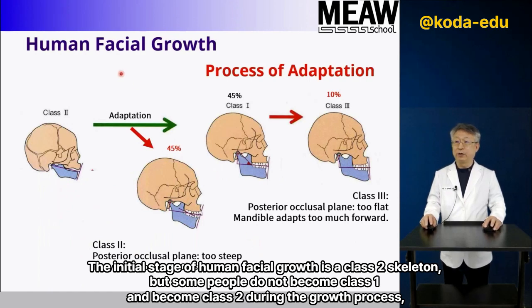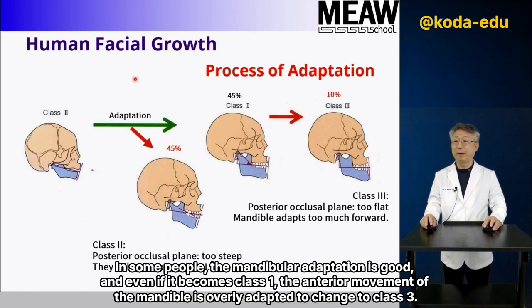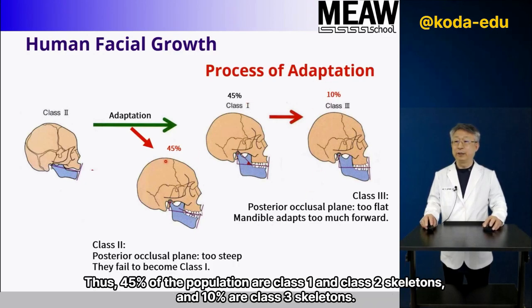The initial stage of human facial growth is a class 2 skeleton. But some people do not become class 1 and remain class 2 during the growth process, because the vertical dimension does not increase and the steep POP is maintained. In some people, the mandibular adaptation is good, and even if it becomes class 1, the anterior movement of the mandible is overly adapted to change to class 3. Thus, 45% of the population are class 1 and class 2 skeletons, and 10% are class 3 skeletons.